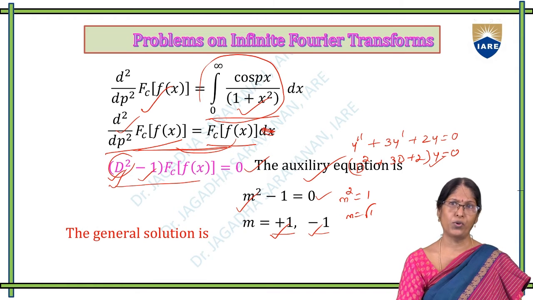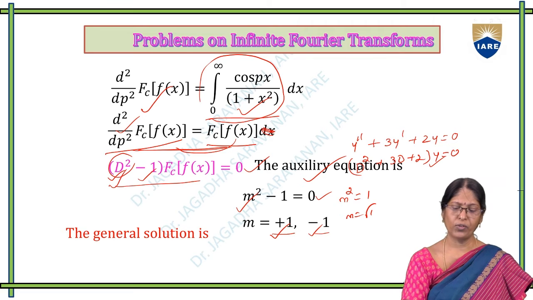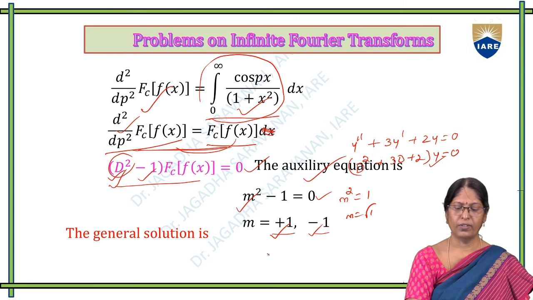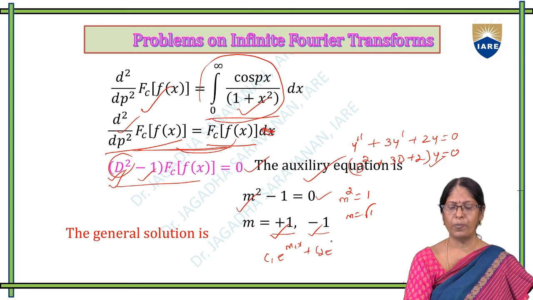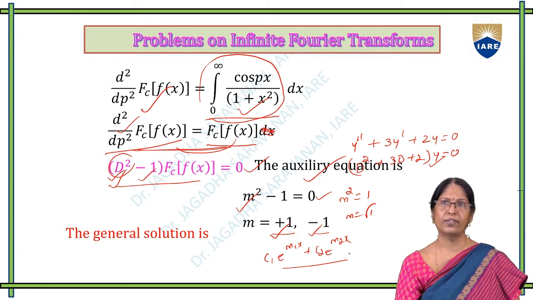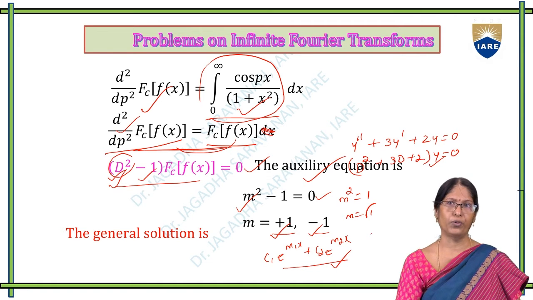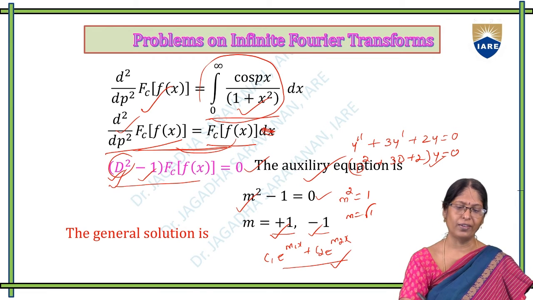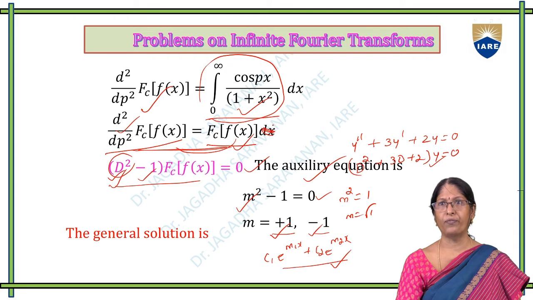So the general solution is c1 e power m1x plus c2 e power m2x. This is the formula for the general solution of a differential equation. But ours is defined in terms of Fc of f of x, and we did the differentiation with respect to p.